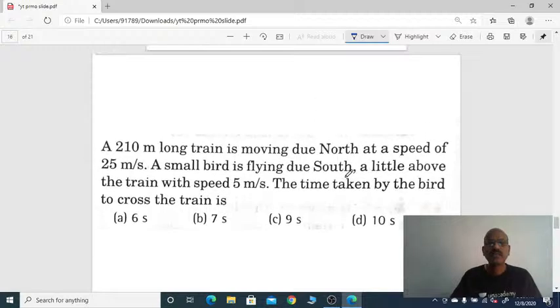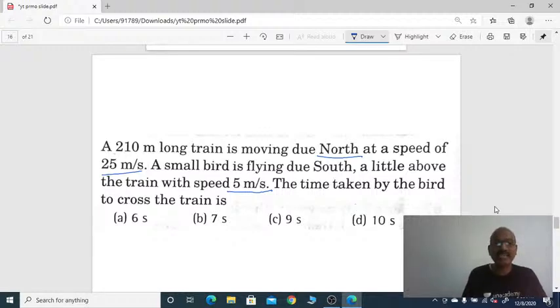Now, a 210 meter long train is moving due north at the speed of 25 meter per second. A bird is flying due south, a little above the train, with the speed of 5 meter per second. What is the time taken by the bird to cross the train?